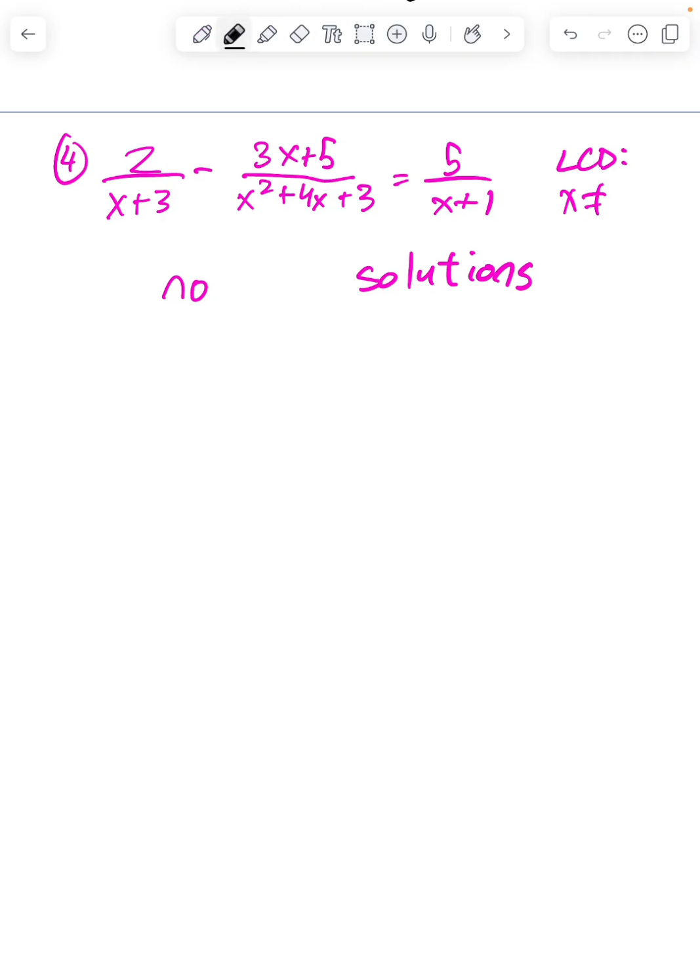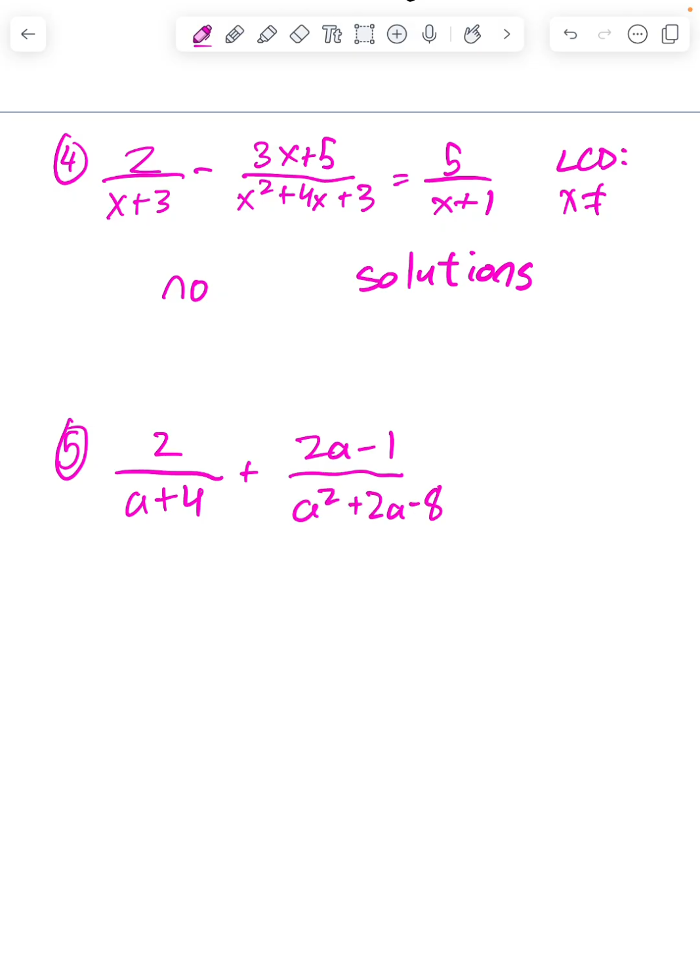Let's take a look at another one. Again, you can pause the video and try it yourself: 2 over a plus 4, plus 2a minus 1 over a squared plus 2a minus 8, equals 1 over a minus 2. Pause the video. Find the LCD, find what a can't be, and try to solve it. Come back for the solution.